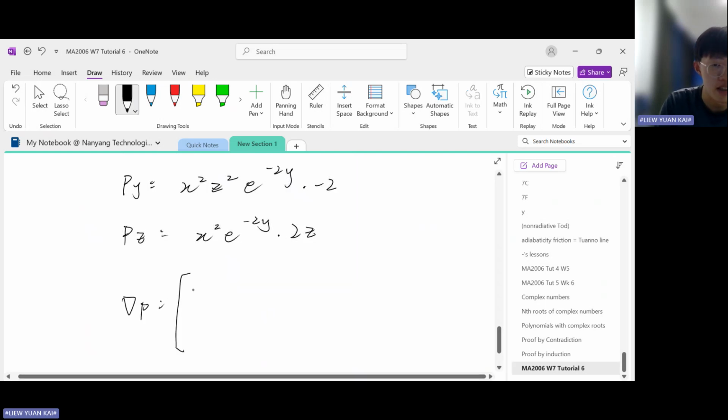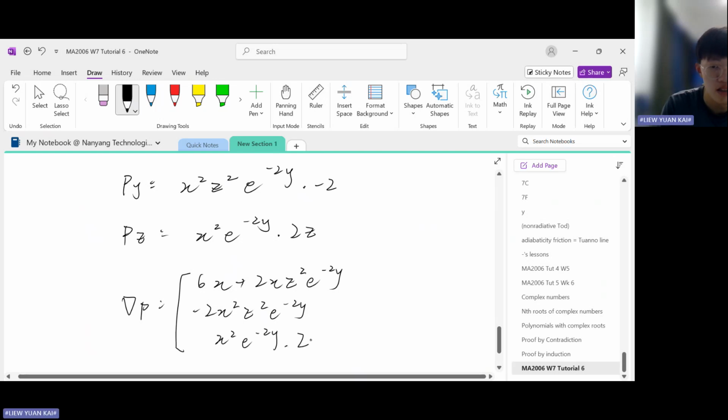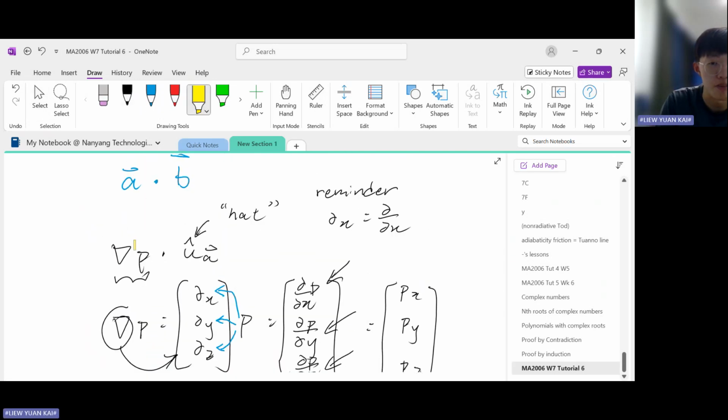So writing down my results, I have this, this, and this, x squared e to the minus 2y times 2z. So this is nabla P. We're already done with nabla P.